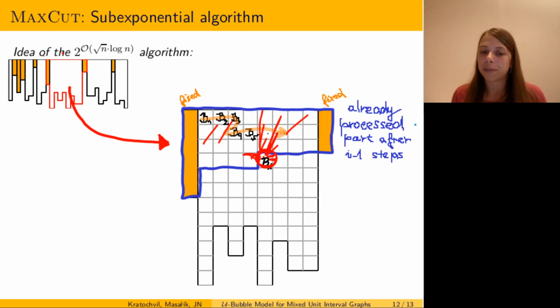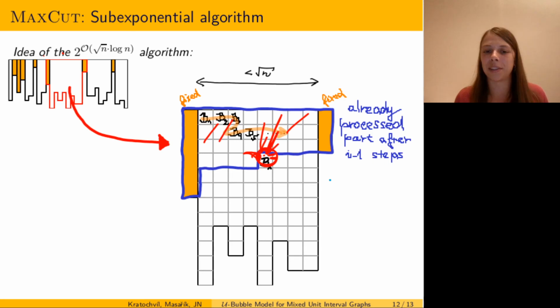Therefore, for each column, it's sufficient to remember how many vertices from the cut are in the already processed part, with a small exception that we need to remember also the number of vertices from the cut in the specific quadrants in the last processed bubble, just because of these edges. And as there are fewer than the square root of n columns, this leads to n to the square root of n possibilities. And for each such possibility, we remember the best cut. So that is the base idea.